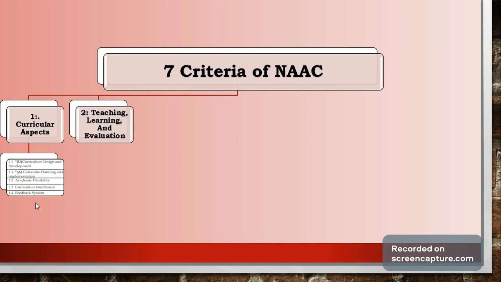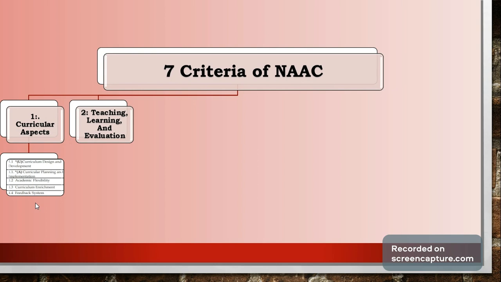Now talking about the second criterion, that is related to teaching, learning and evaluation. This criterion addresses the regular academic activities of the institution. The teaching-learning processes, student results, desired outcomes, etc. These things come under this second criterion.